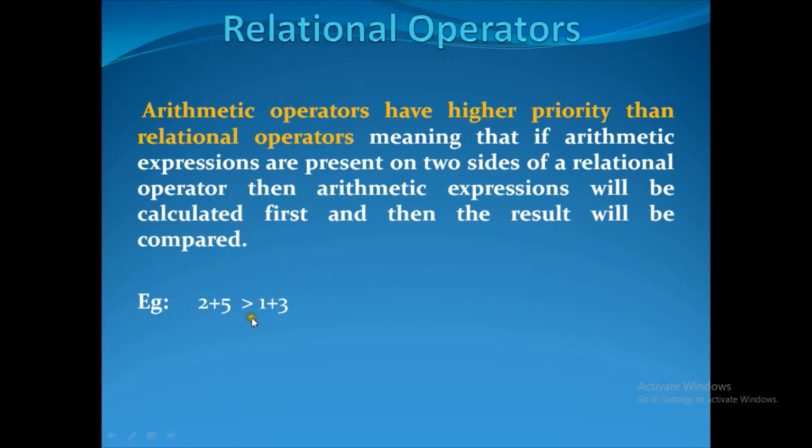7 greater than 4. So which one has the highest priority? The arithmetic operation has the highest priority. Without this arithmetic operation, how can we calculate the result? That is the meaning, very simple logic, it's common sense. The statement says that arithmetic operators have higher priority than relational operators.